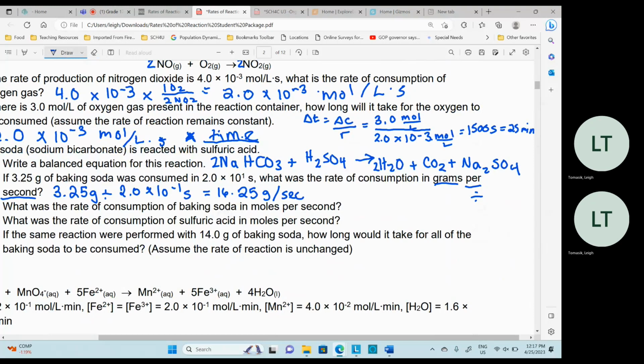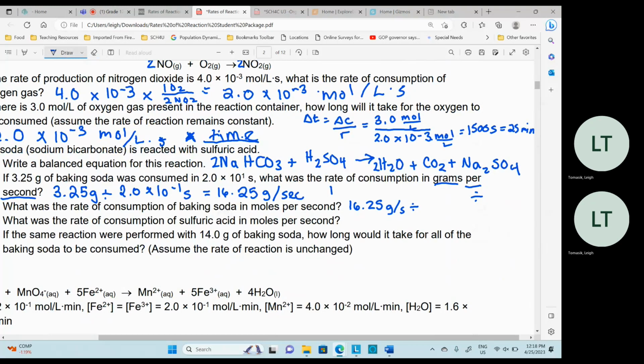So in moles per second, we need to multiply the rate in grams per second. We need to change that grams to moles, right? So it's going to be 16.25 grams per second. And we need to divide by the molar mass of sodium bicarbonate. I might this time, for space reasons, look up the molar mass of sodium bicarbonate.